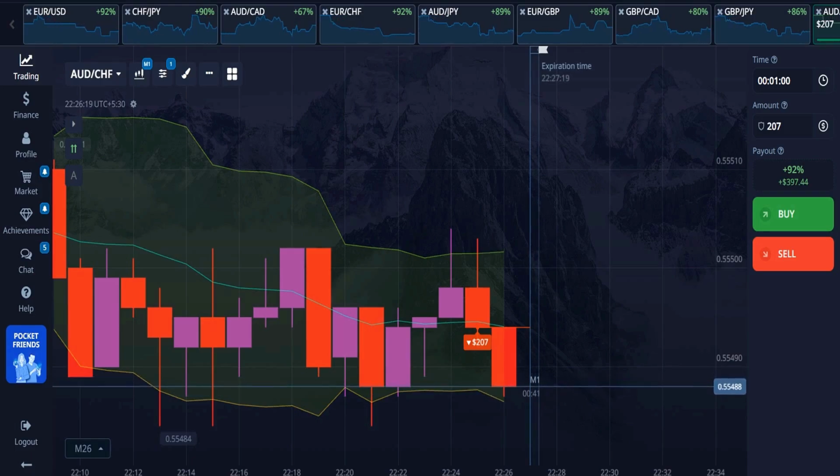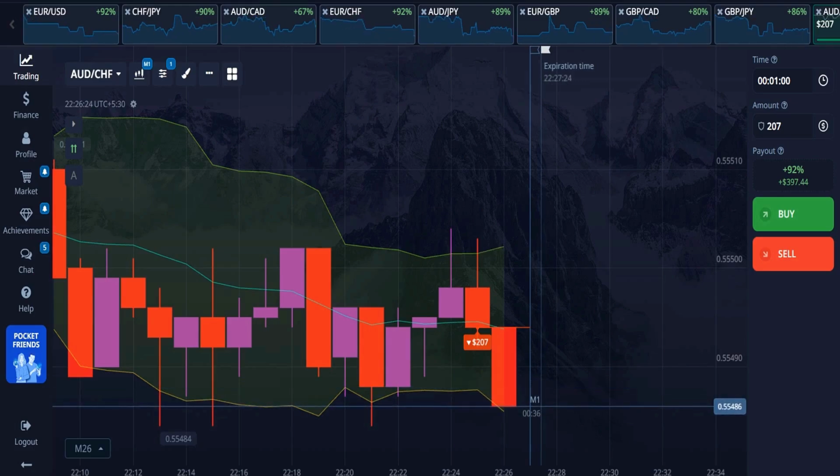The second candle has a tiny wick at the bottom, but it's very minor, so we can still consider it valid. Even though the candle has closed slightly below the middle line, the overall pattern looks strong and clear. So based on our rules and confidence in this setup, I've entered a 1-minute sell trade.